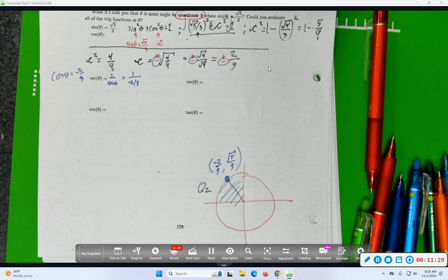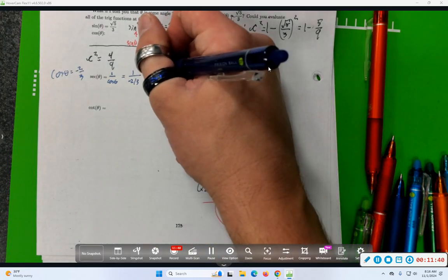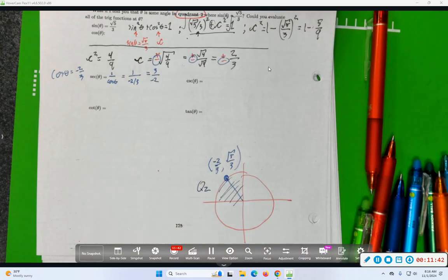Well, you said the reciprocal, so dividing by a fraction is the same as multiplying by its reciprocal. 1 over a fraction is that fraction upside down. So that's 3 over negative 2. And what could I do with that negative in the denominator? Bring it to the front.